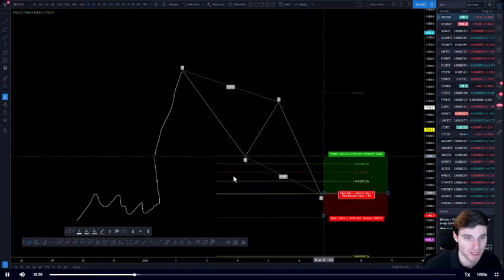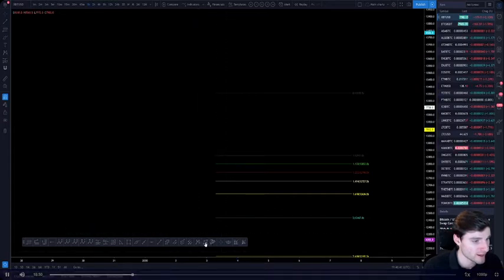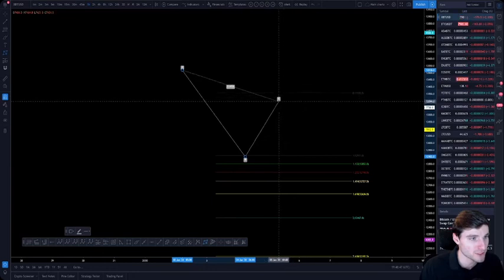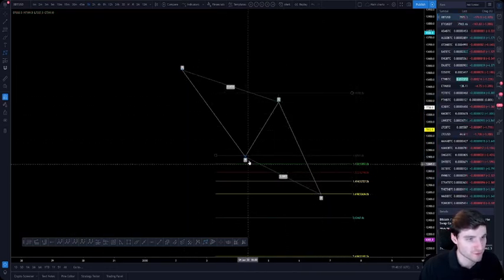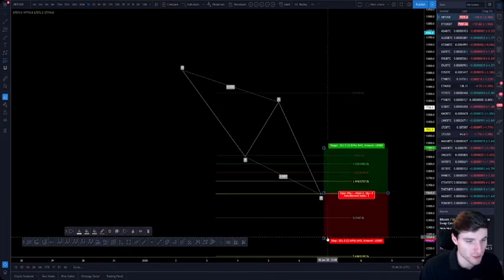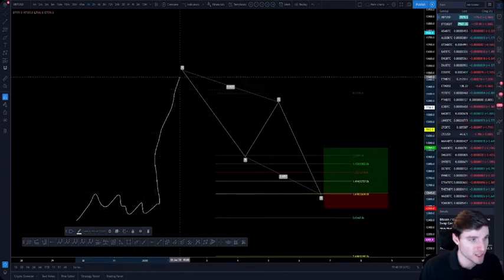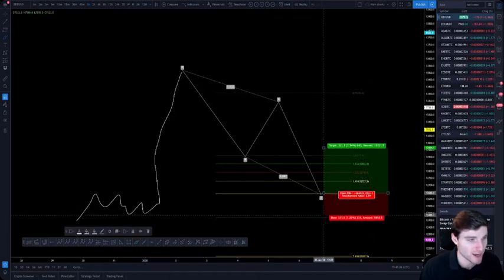Okay, and consolidation here. Let's say we had our ABCD pattern, so we moved down, bounced up to the 618, and came down to the 1618. That was obviously our low and our high. So let's say I was trading this long, I would long here and put on a stop. Let's say we had some consolidation here before this rise.